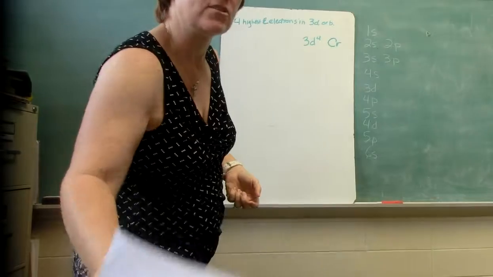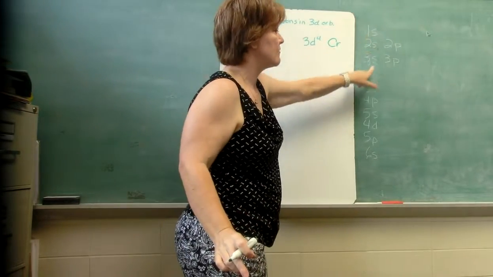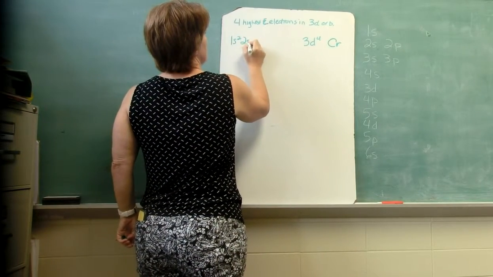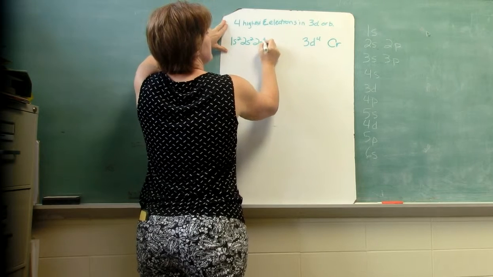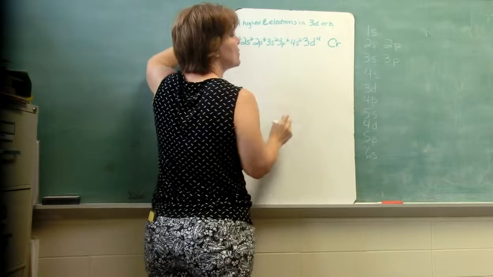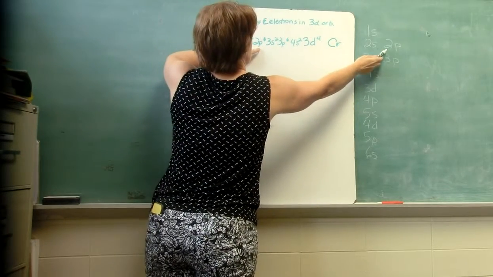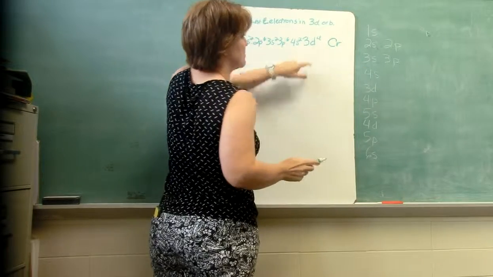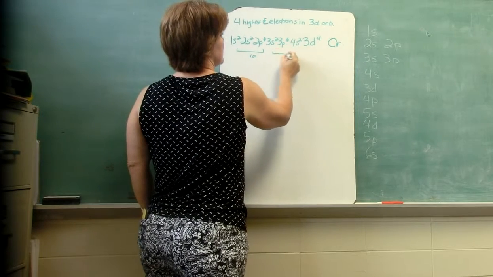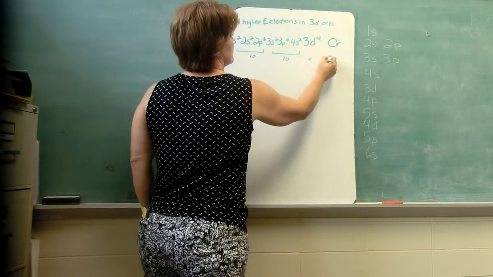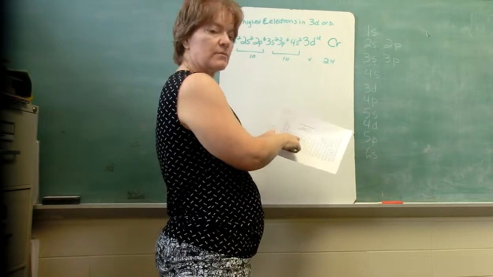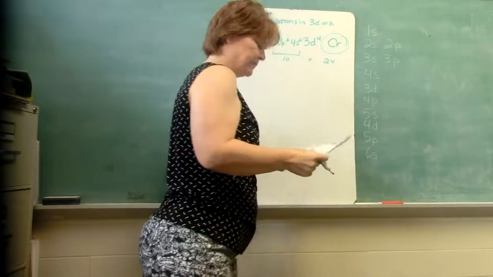Let's go ahead and do it the long way, just in case. I know I have to fill everything up to the 3d, and the 3d would just have 4. So 1s2, 2s2, 2p6, 3s2, 3p6, 4s2, 3d4. I have 1s, 2s, 2p, 3s, 3p, 4s, and these are my remaining 4. And now I add up the number of electrons. 10, 2, 6, 2 is another 10, and 4. So 24. 24 electrons is also 24 protons, which is the atomic number of chromium. Either way, I'm going to get chromium.